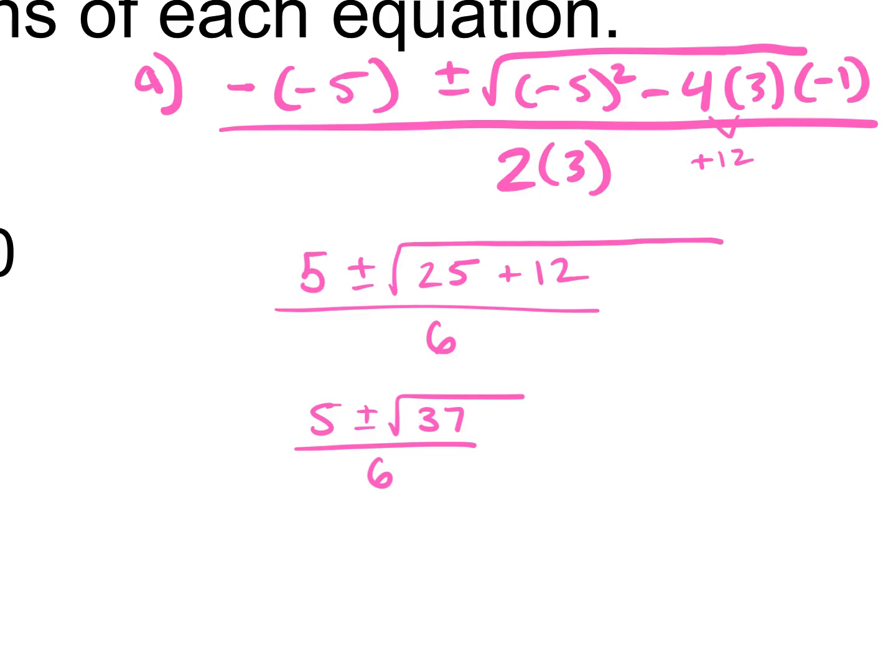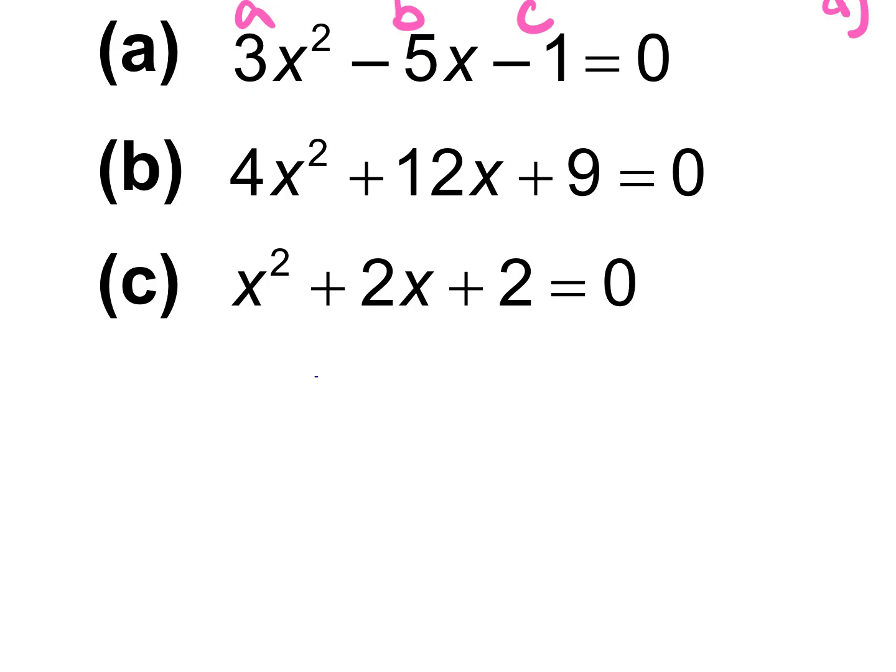Always, always, always check to see if you can simplify your radical. Can I simplify the square root of 37? No, we don't have any factors of 37, so it can't be simplified. So this is our answer. So x would equal this. All right, next let's do b.